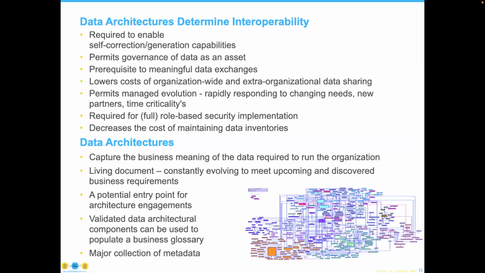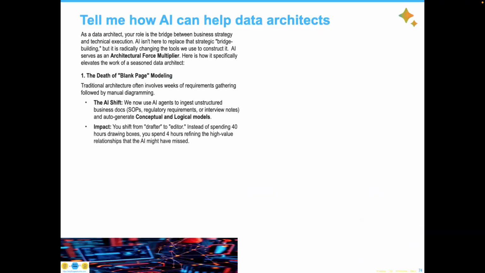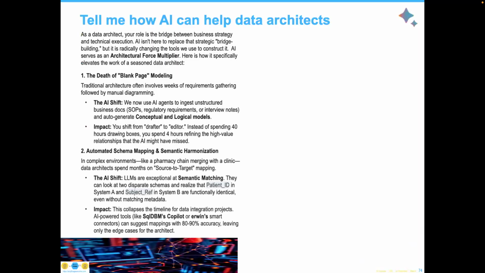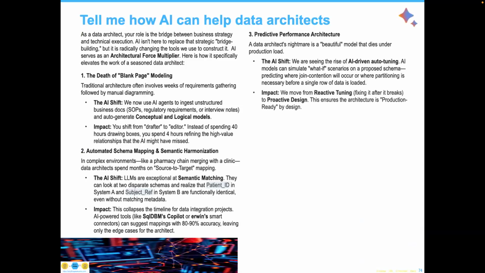So again, ask a question. How can AI help data architects? Once again, we get a real good piece. The death of the blank page modeling. Everybody knows if I have a blank piece of paper in front of me, oh my gosh, it's scary, right? Two, we can do automatic schema mapping and semantic harmonization, and it's very, very productive.